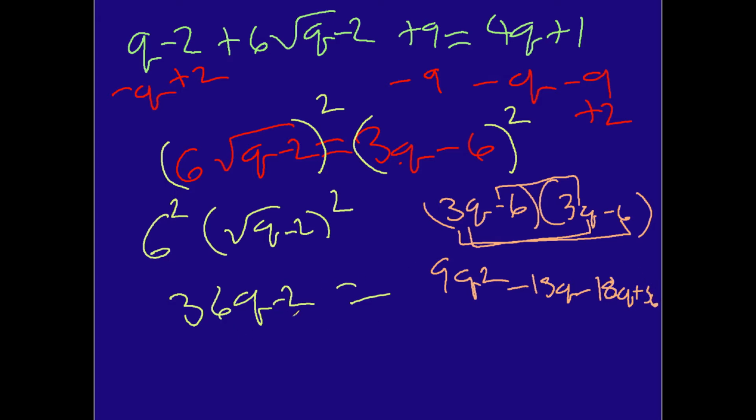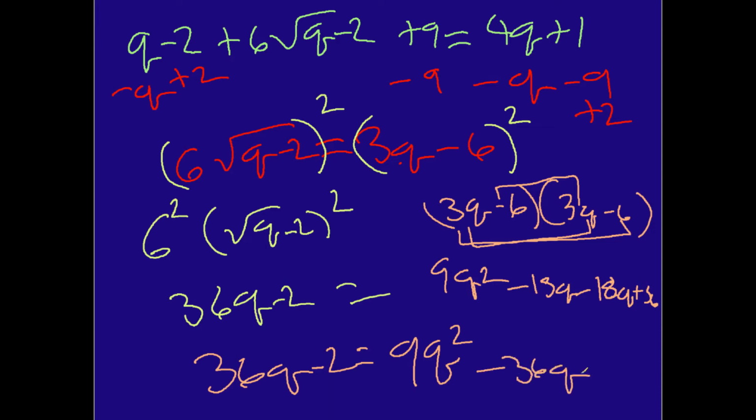So 36q minus 2 equals 9q squared minus 18q minus 18q minus 36. So to make it simple, 36q minus 2 equals 9q squared minus 36q plus 36. That's what we have going there so far. All right, so let's move to our next slide.